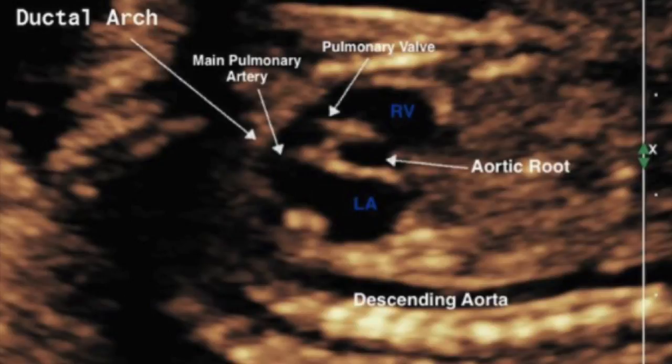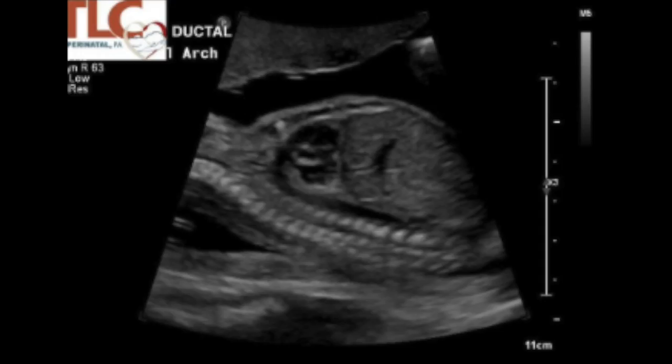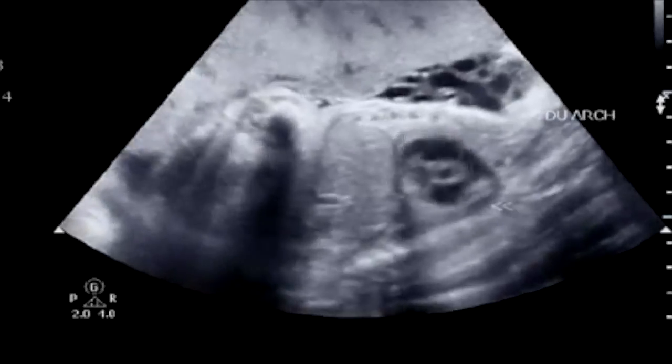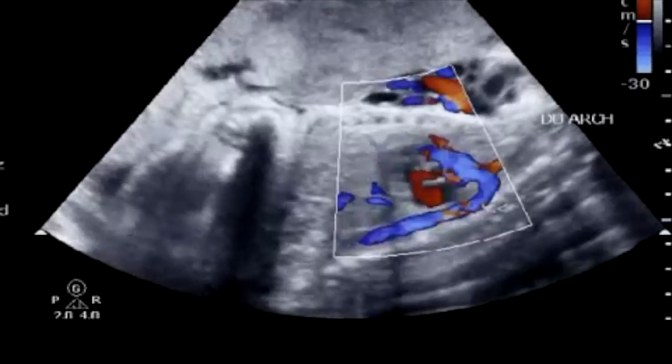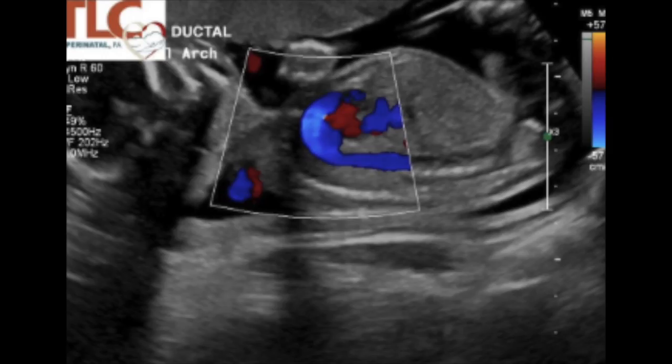The ductal arch is the junction between the pulmonary trunk and the aorta together. This is taken in a similar plane to the aortic arch. You can differentiate the aortic and ductal arch by the absence of branching on the ductal. It has the shape of a hockey stick.